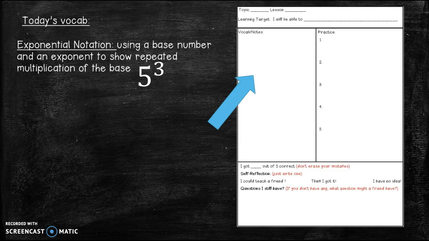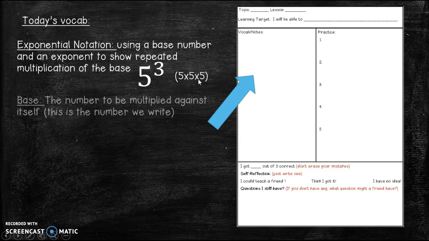In this instance, this is an example of exponential notation. We have one big number, which we call the base, and then a smaller number called the exponent, which is written next to it and up higher. It means the same exact thing as the repeated multiplication. So it would be 5 times itself 3 times. Not 5 times 3, that's a different thing. 5 times 5 times 5.